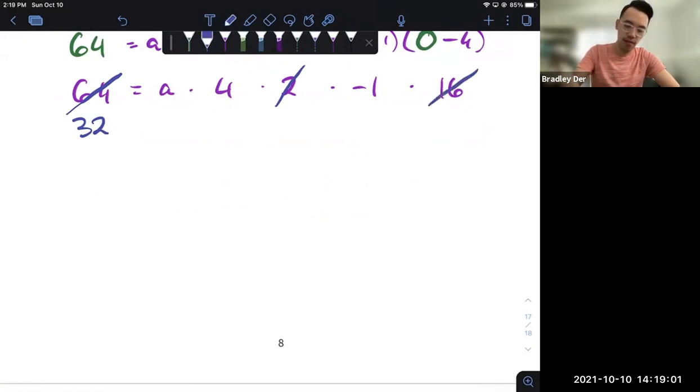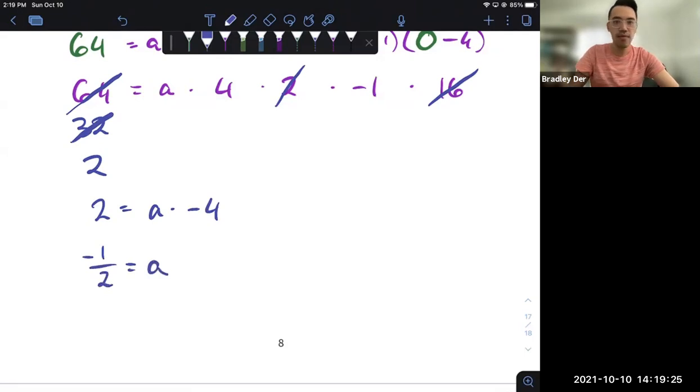Okay, let me do that again. Let me divide off the 16's. That would leave me with a 2. Dividing this side by 16, dividing that side by 16, so 2 is equal to a times -4. Or, at this point, if you want to write that out, I think that's fine. If we divide off -4, we'll see that a is equal to -1/2.